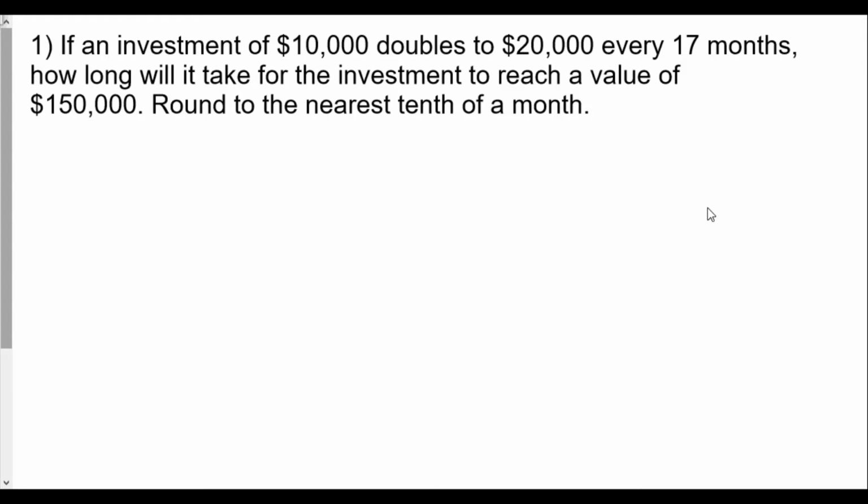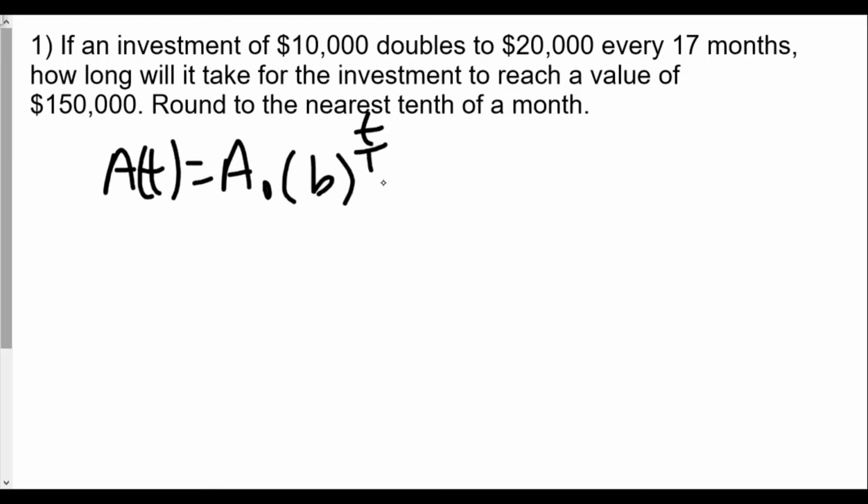I just want to get these videos done in one take. Anyway, the formula we're going to use whenever we have a growth or decay over a time interval is the following: A of t equals a sub 0 times the base raised to the t over k power.